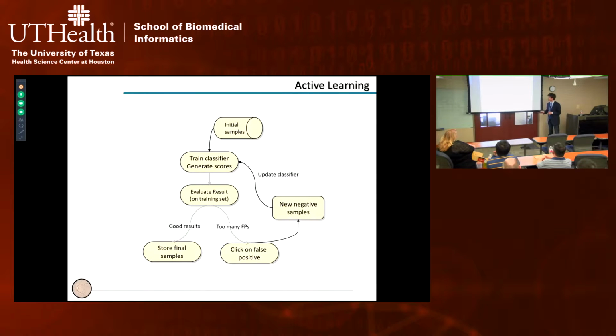So just to reiterate, we get some initial samples, we train the classifier, we generate the scores, and we evaluate our results on the training set, which is very important. If there are too many false positives, we click on a false positive, add it to the classifier, and go again. And then finally we store the final samples.